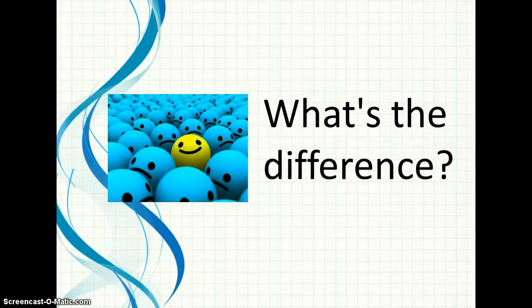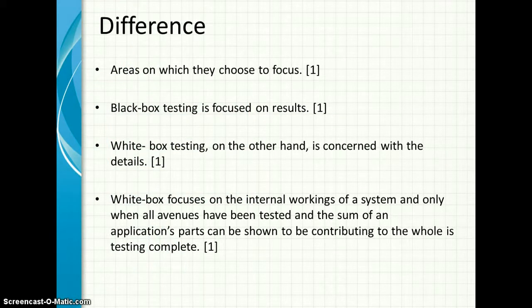We come to know the difference between these two in the next section. The differences are the areas on which they choose to focus. Black box testing is focused on results, whereas white box testing is concerned with the details. White box focuses on the internal workings of a system, and only when all avenues have been tested can the sum of an application's parts be shown to be contributing to the whole when the testing is complete.